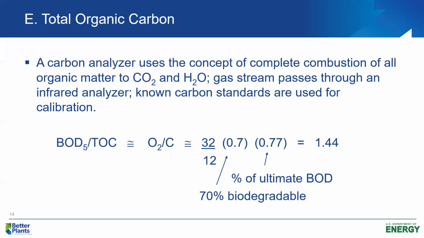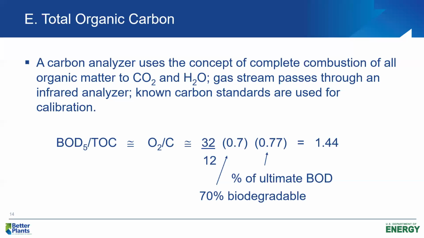And then we've got to say, okay, well, what's the biodegradable content approximately of that organic carbon that's in the wastewater? Well, I've assumed that it's about 70% biodegradable. And then I've got to say, well, what's the BOD5? Because otherwise we'd estimate the ultimate BOD of the wastewater. So I've got to multiply by the BOD5 to BOD ultimate ratio. So if you take 32 divided by 12 times 0.7 times 0.77, that equals 1.44.